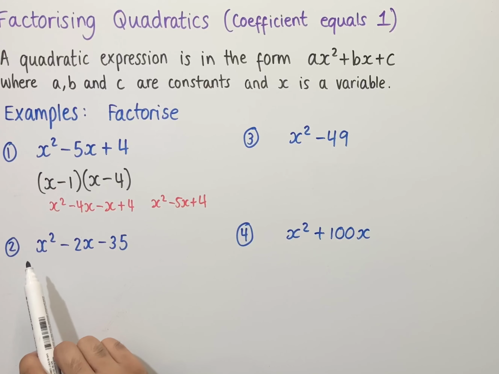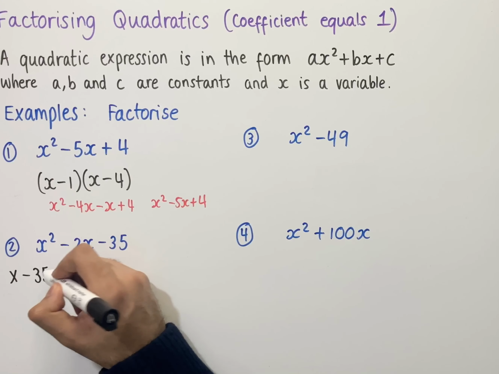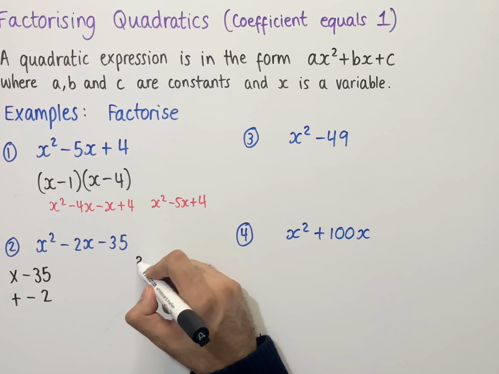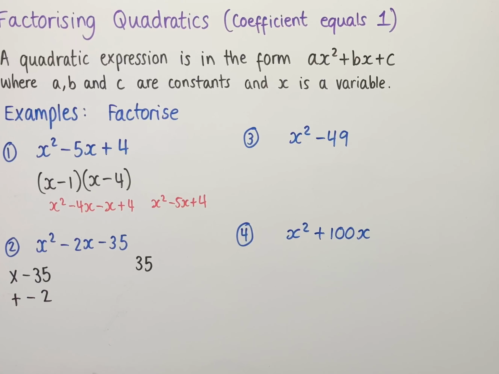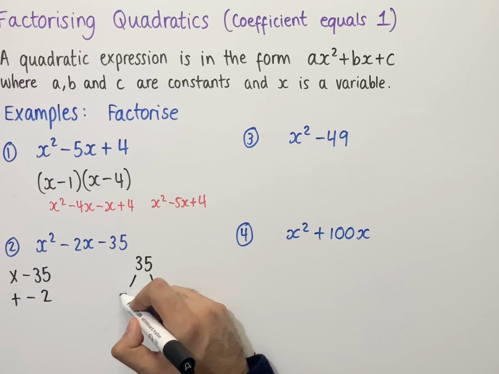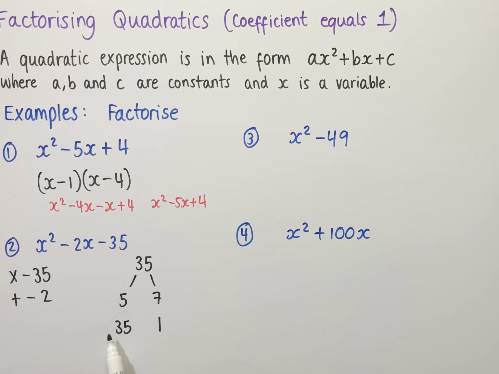Second example is to factorize x squared minus 2x minus 35. So again, we look for two numbers that multiply to make -35 and add to make -2. So we'll look at 35 and we'll look at the pairs of factors that multiply to give 35. So one pair would be 5 and 7. Another pair would be 35 and 1. And so looking at these pairs, we can clearly see then that there is no way that we can add 35 and 1, including different signs, to give us -2.